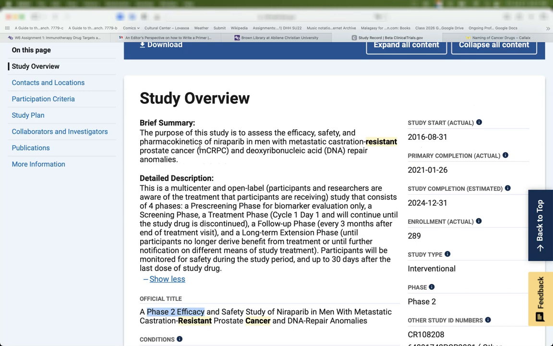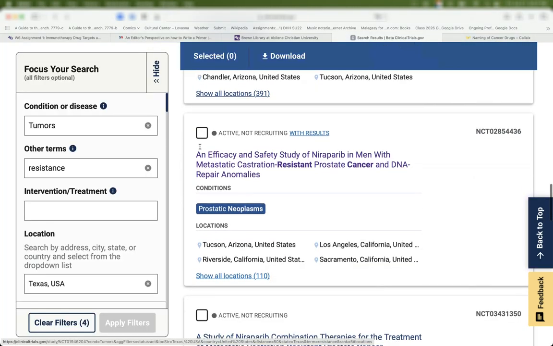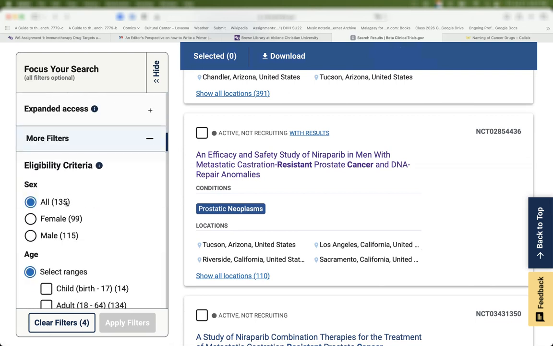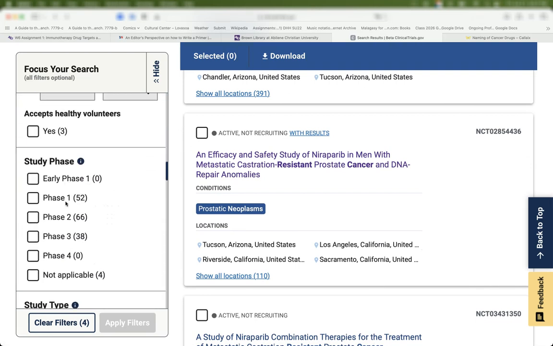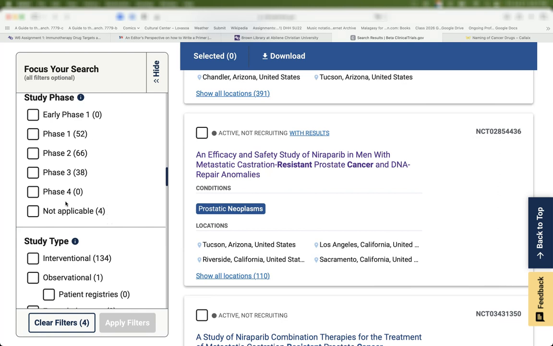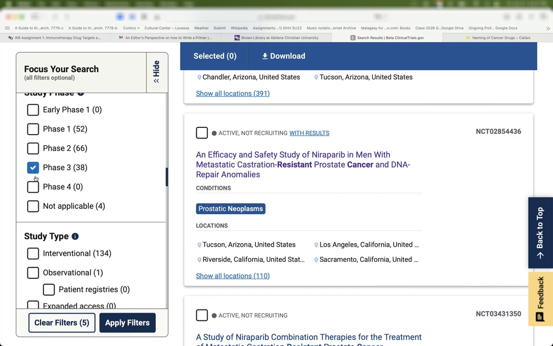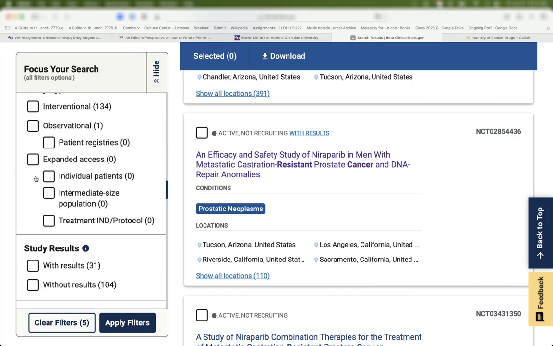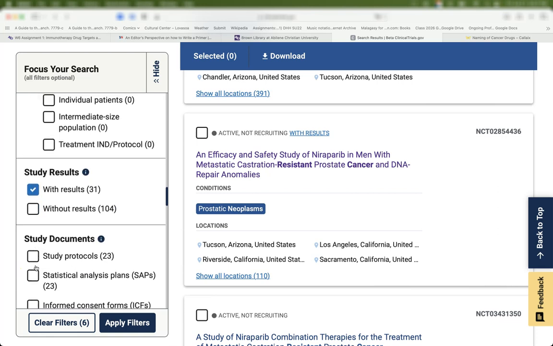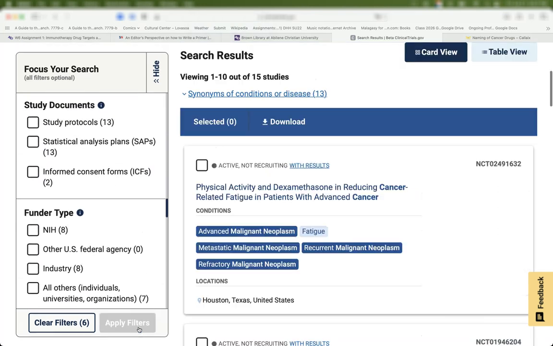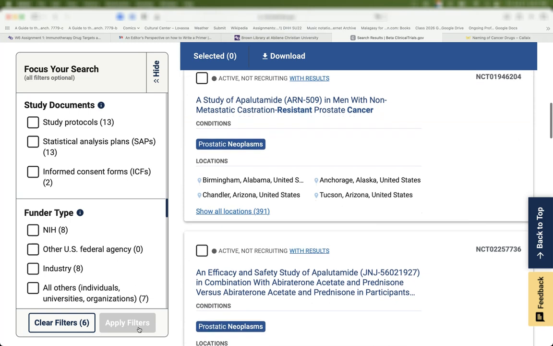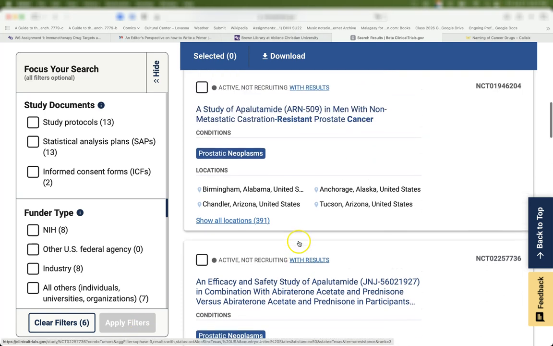So going back to our database here, you might say, okay, I want to go through here and look at something that is not phase 2, but I want phase 3. And you might also look and see, okay, these types here, I do want with results, so there's some idea of what's going on. So I'm going to apply those filters. Now we're down to 15 studies here. So this is a much more manageable number to review, keeping in mind that this is leading to a 1 to 2 page assignment.